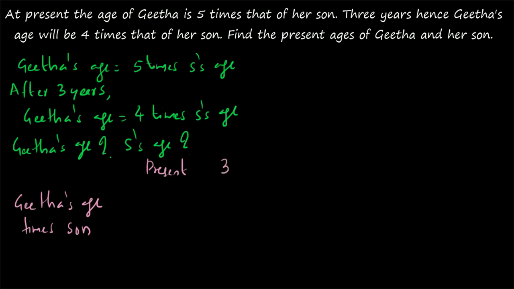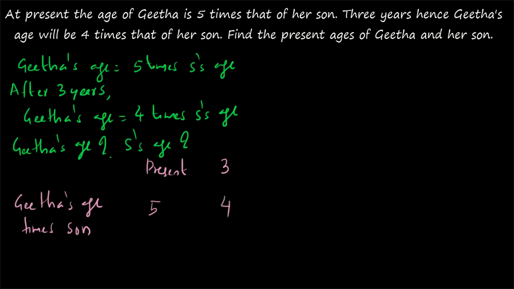When it is past, for example 5 years ago, you have to write 5 as the first column value, and present as the second column value. Whichever comes first. So here we are talking about the future: 3 years after, Gita's age will be. So present you have to write as the first column value, and 3 years after as the second column value. So at present Gita's age is 5 times that of her son, and in future Gita's age will be 4 times that of her son.